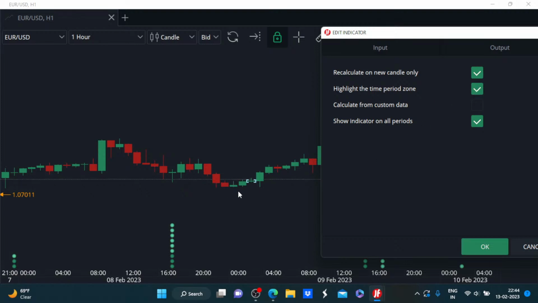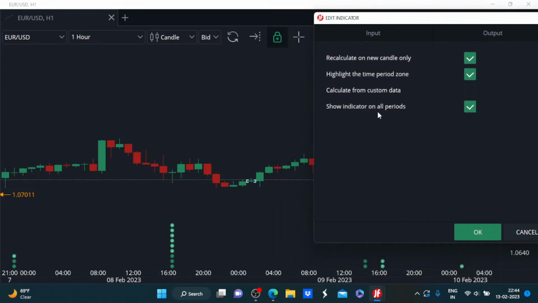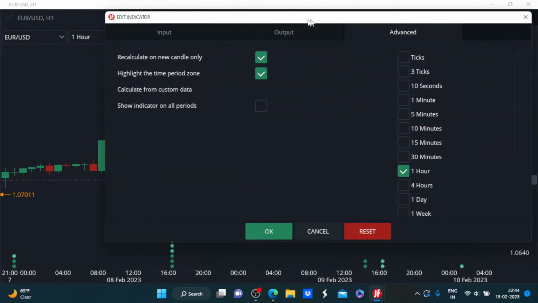Highlight the time period zone. This is a single candle formation, so it is not going to make much of a difference. This has been disabled. Calculate from custom data has also been disabled, as we can't customize the input parameters. Show indicator on all the periods. This has been a useful property.